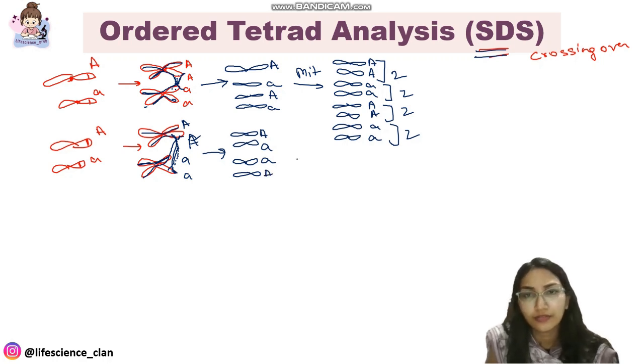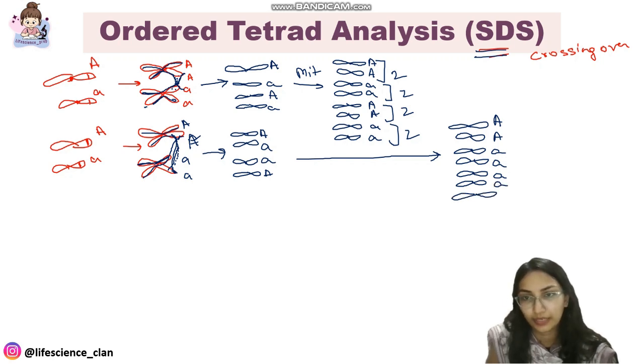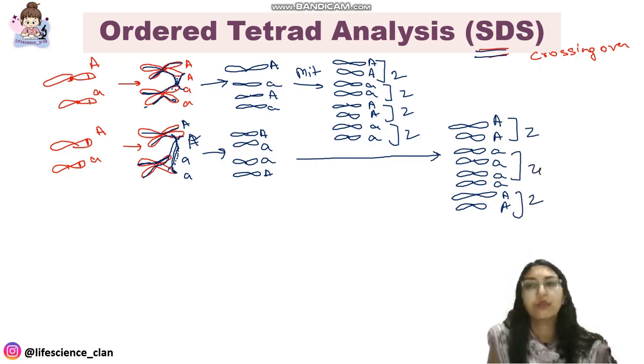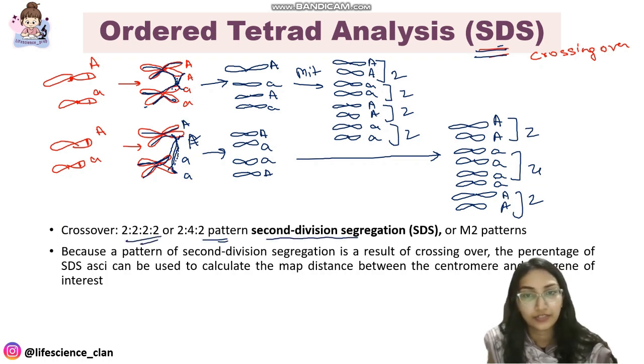Now, after mitosis, this will duplicate. So the first arm, that is capital A, will give you 2 copies of capital A, 2 copies of small a, again 2 copies of small a, and 2 copies of capital A. So now in this case, the ratio became 2 is to 4 is to 2. So in the case of SDS, we can have 2 types of ratios, 2 is to 2 is to 2 is to 2 or 2 is to 4 is to 2. Both of these are related to the second division segregation or the M2 pattern.